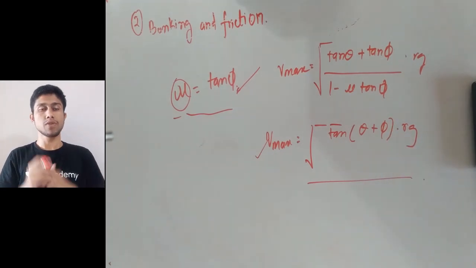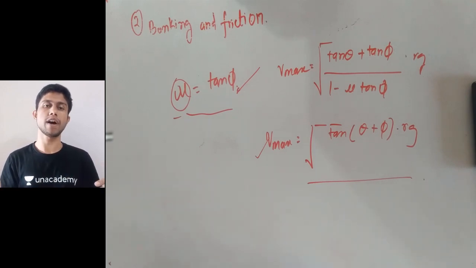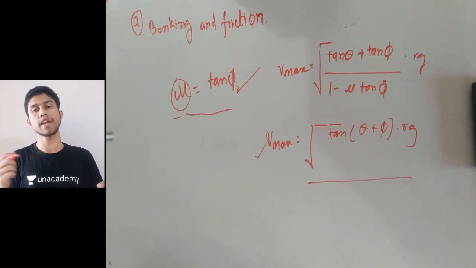Okay. So in this way we have completed all the problems and concepts which will be required for banking of the road and applied concepts. Now we will see the next concept, which is the conical pendulum.